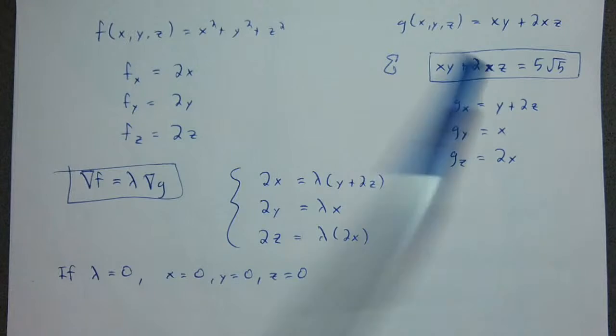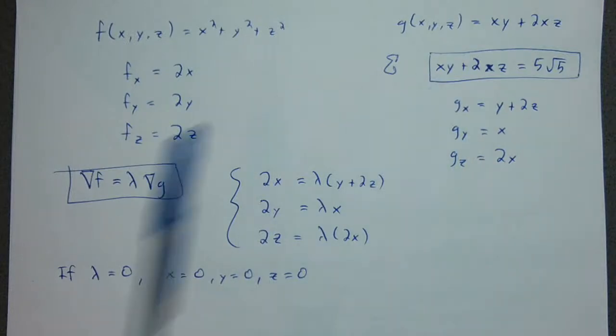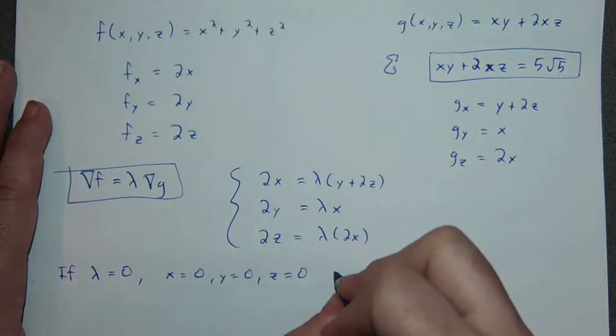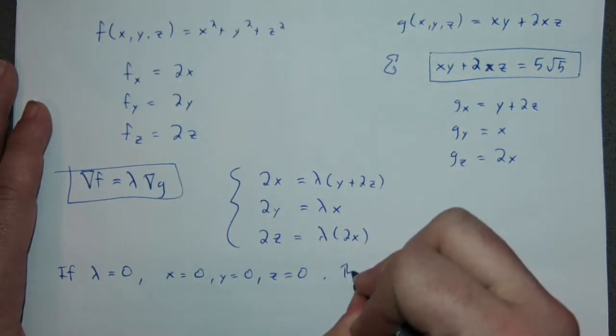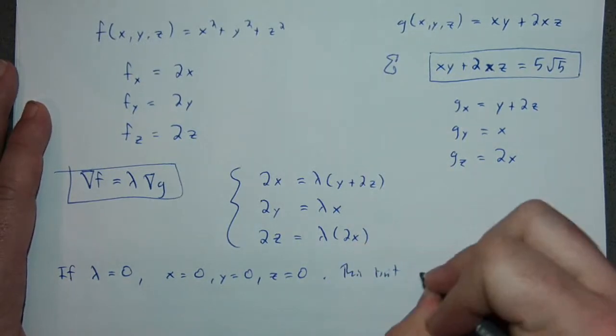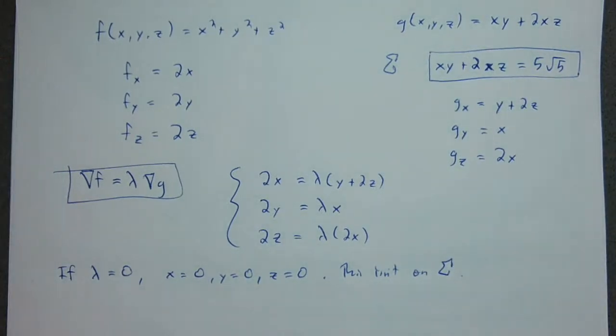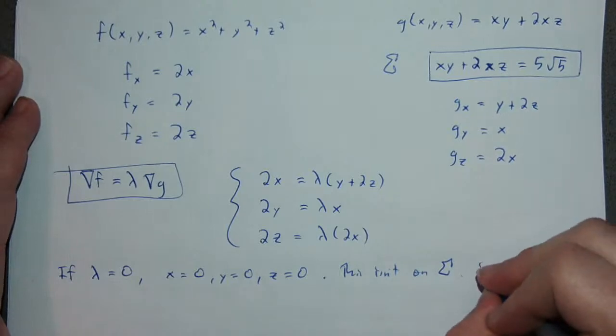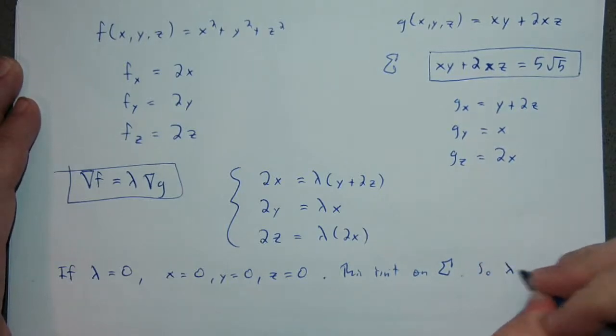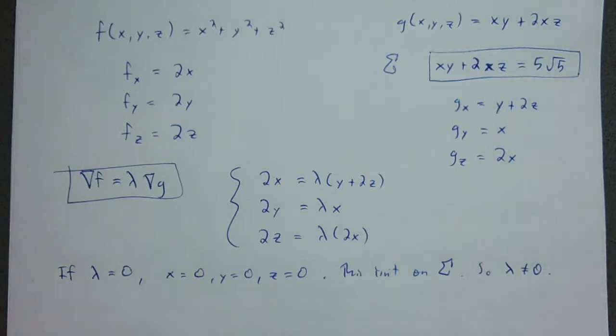So the point in question can't be the minimizer. That point is the origin, and the surface doesn't contain the origin as a point. You can just tell by plugging it in. This isn't on sigma. So lambda is not equal to 0.